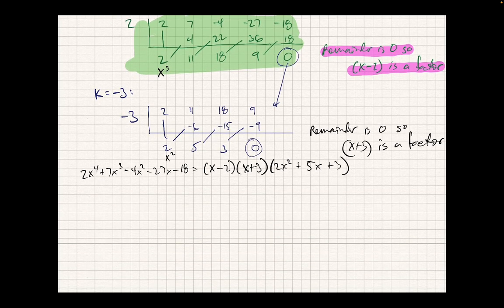So here's where I am so far. What do I still have to do? Factor the quadratic 2x squared plus 5x plus 3, which actually factors nicely.